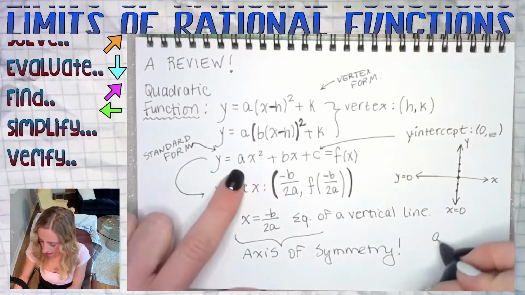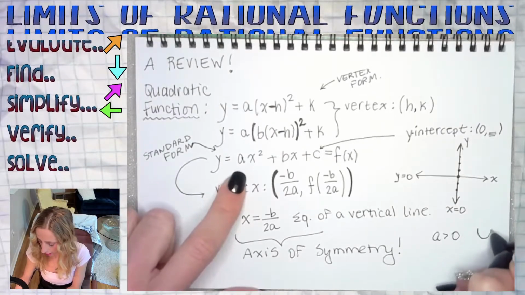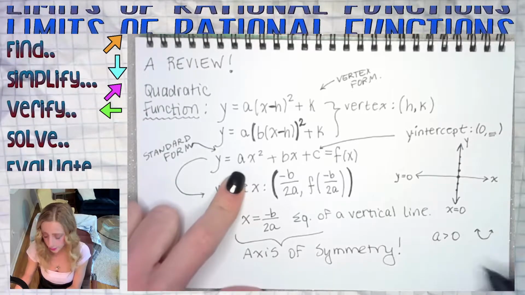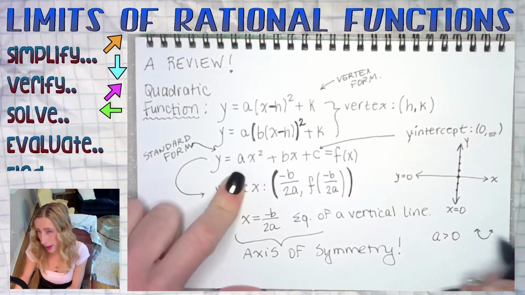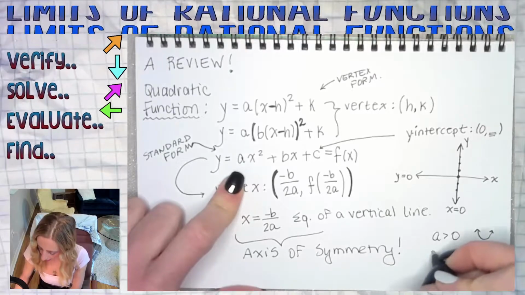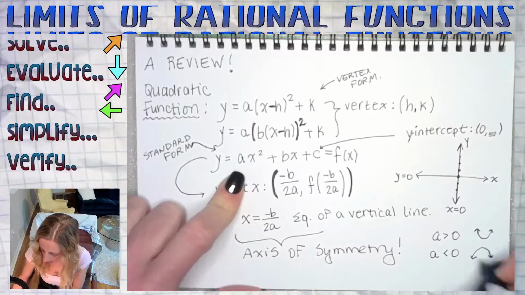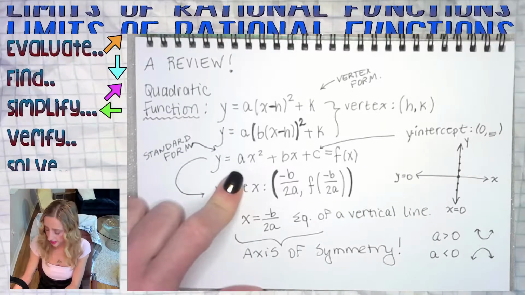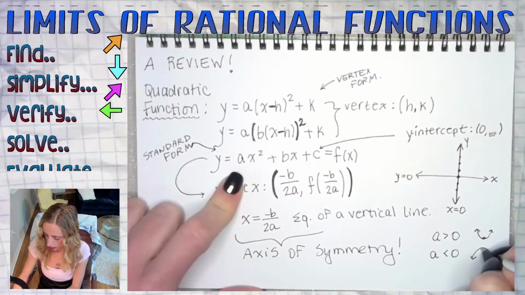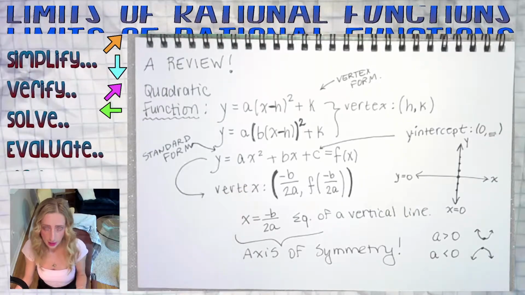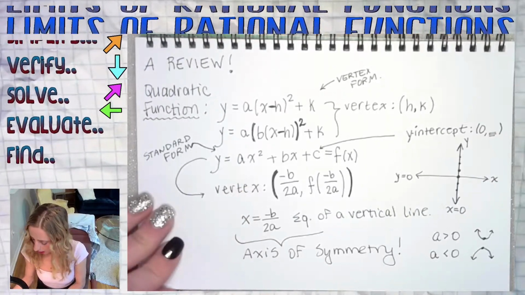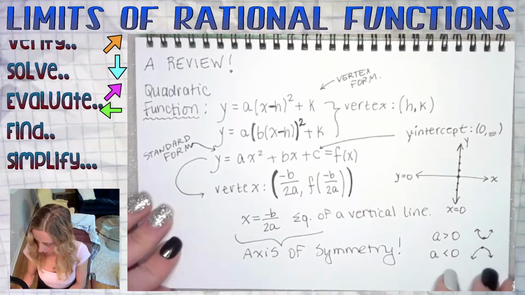We should know if a is greater than 0, we have it opening upward. The end behavior is up and up, you may remember. And if a is less than 0, we have it opening downward, or the end behavior is down and down. We will get into a whole conversation about end behavior and how that really relates to limits. So that's also important.